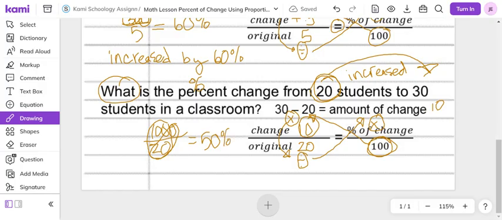So did the classroom student enrollment increase or decrease? It increased by 50%.